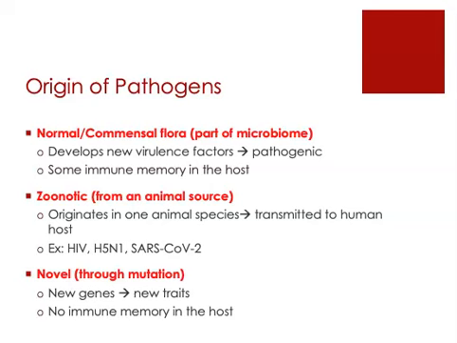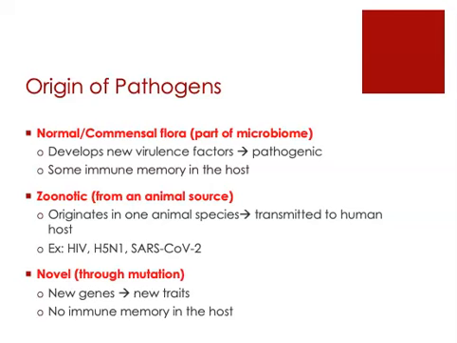Now, the final term that you'll hear in relation to sources of pathogens is this term novel. In order for a pathogen to be called novel, it has to be changed enough in its genetic material to be considered brand new. So new genes through mutation, giving it new traits, and giving it enough new traits so that there's no immune memory in the host organism.